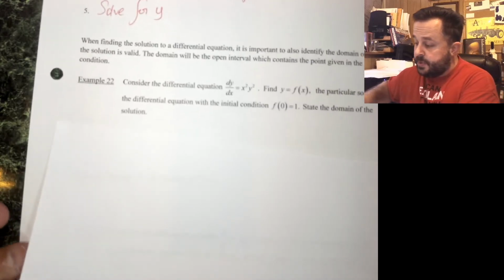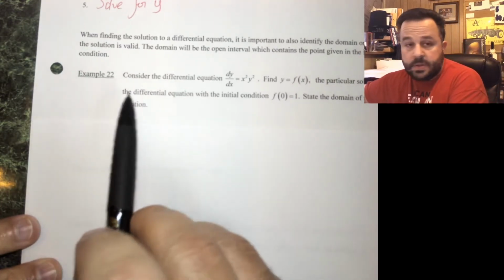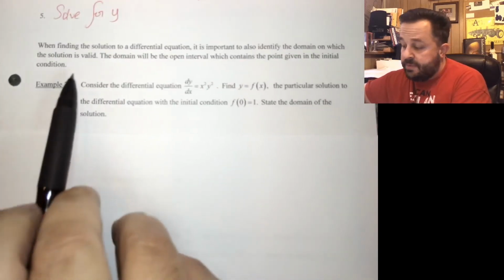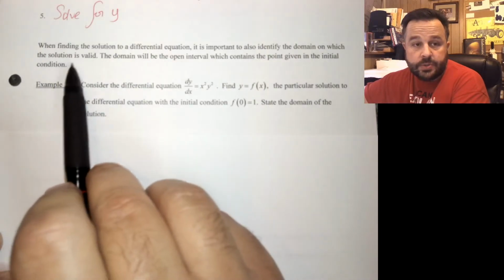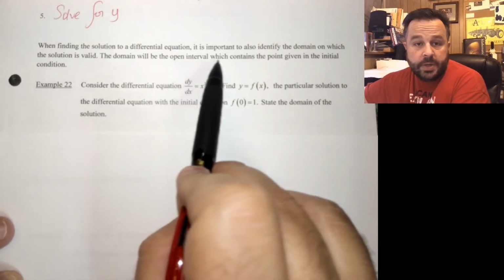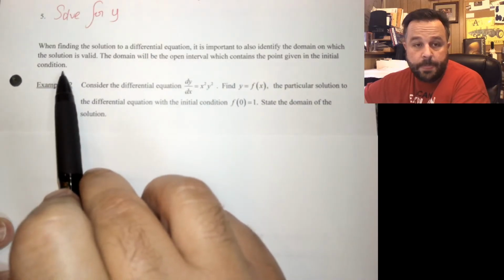So let's take a look at this first equation here. I'm going to use this white paper because we need a little more room than there's allowed. It says when finding the solution to a differential equation, it's important to also identify the domain on which the solution is valid. The domain will be an open interval which contains the point given in the initial condition. So let's take a look.